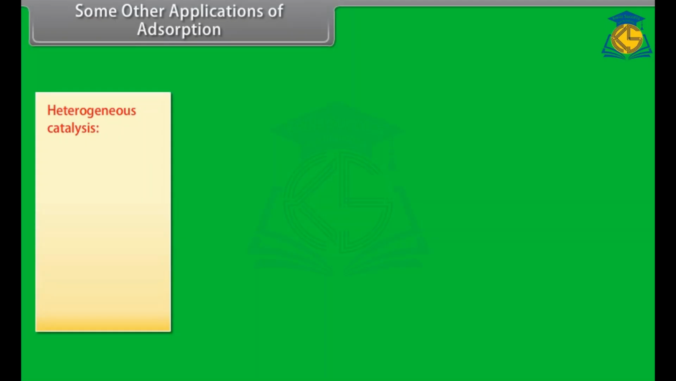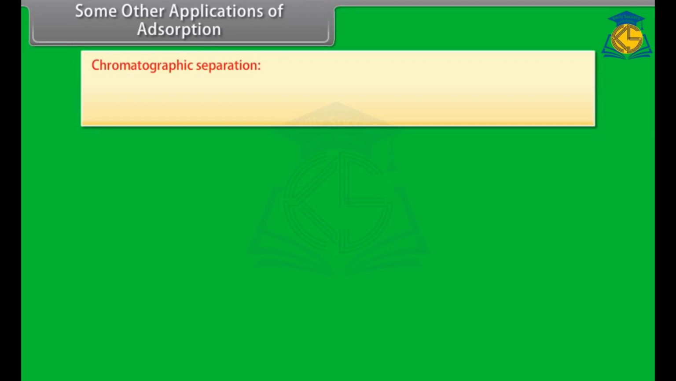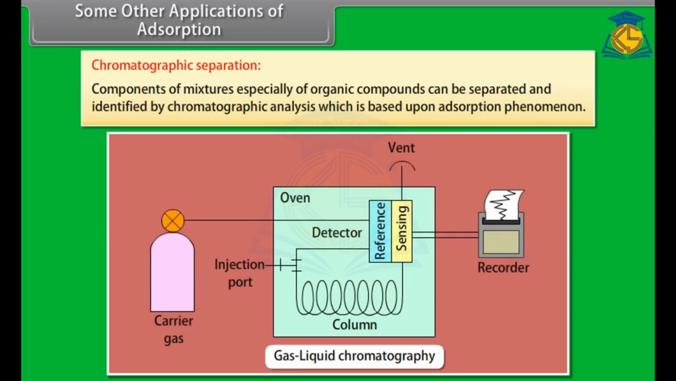Heterogeneous catalysis. There are many gaseous reactions of industrial importance involving solid catalyst. Adsorption of reactants on solid surfaces increases rate of reaction. For example, manufacture of ammonia, sulfuric acid, and hydrogenation of oils. Chromatographic separation. Components of mixtures, especially of organic compounds, can be separated and identified by chromatographic analysis, which is based upon adsorption phenomenon. For example, thin layer chromatography, paper chromatography, and gas-liquid chromatography.